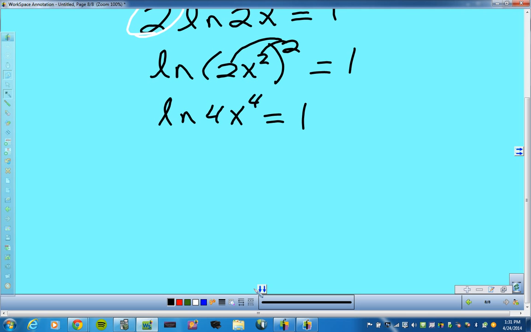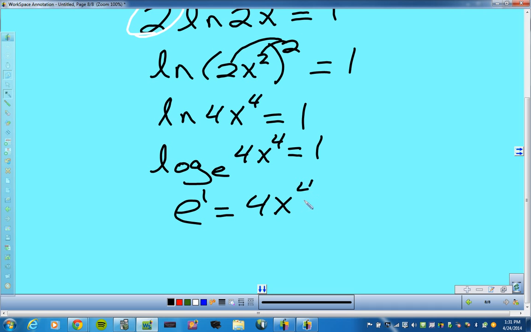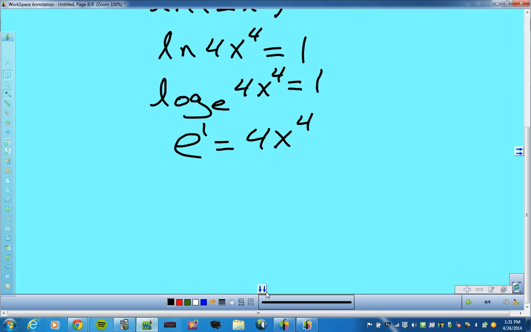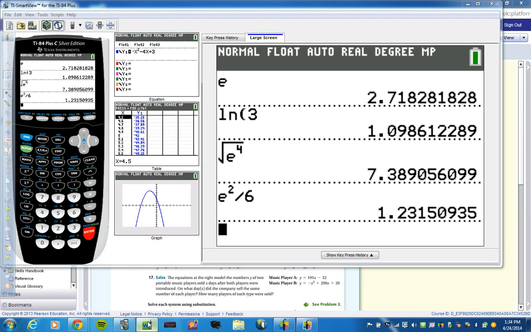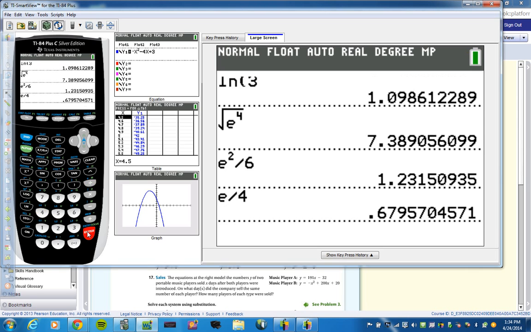Now you see that 1 ln, you're trying to solve for x, so what do you got to do? Log base e. Okay, and then I have e to the first power equals 4x to the 4th. So I saw when students were working on their homework, people were making a lot of mistakes with this. You just have to get the x by itself first before you take a 4th root, in this case, or square root in many cases. So we're going to do that by dividing that 4 out, and we'll do e divided by 4. And we get 0.68.